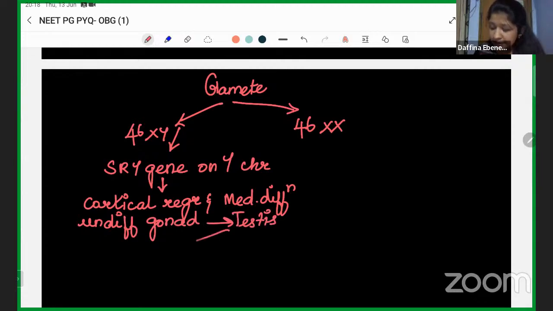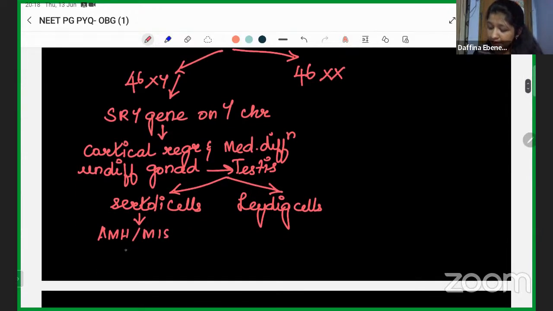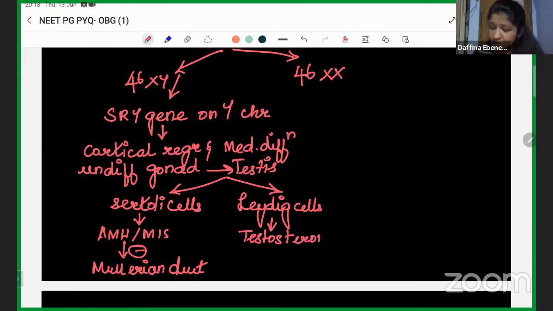Okay, this testis in turn will have two types of cells. One is the Sertoli cells, the other is the Leydig cells. The Sertoli cells are the ones that are going to produce the anti-Mullerian hormone or the Mullerian inhibiting substance that will inhibit the formation of the Mullerian duct. On the other hand, the Leydig cells are going to lead to the formation of testosterone. This testosterone has three different roles. One, it's going to cause spermatogenesis.